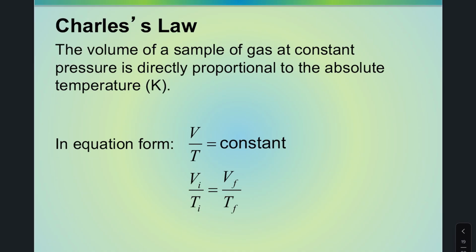So Charles' law is another example of how you can rearrange the equation and keep something the same. So the volume of a sample of gas at a constant pressure, now we're keeping pressure constant instead of temperature, and moles, is going to be directly proportional to the absolute temperature K. And so in equation form, we have the volume over temperature is going to be equal to our constant, which we will define on the next page. And so VI over TI equals VF over TF.